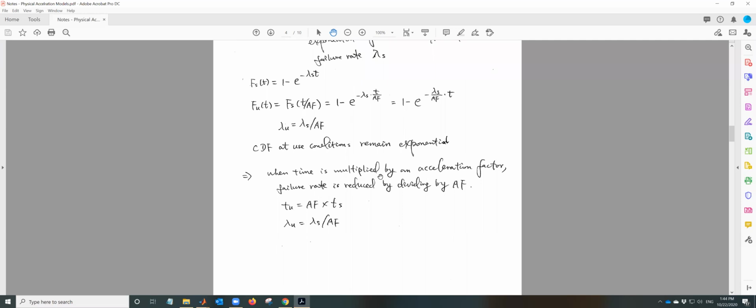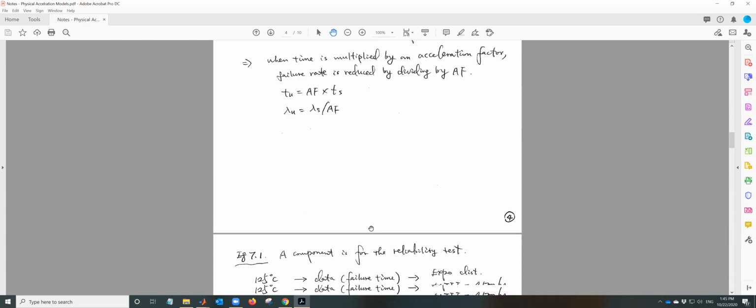So when time is multiplied by an acceleration factor, failure rate is reduced by dividing by AF. You see, the time is actually much bigger, because if you fail at a stress condition, you fail much faster, right? So you multiply by an acceleration factor, you get a normal use time to failure. But the failure rate is smaller, okay? And the failure rate at stress condition is much bigger.